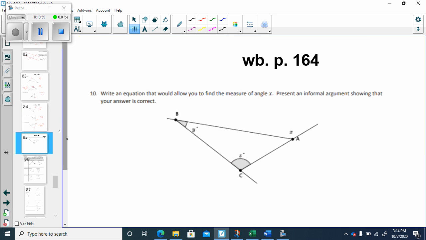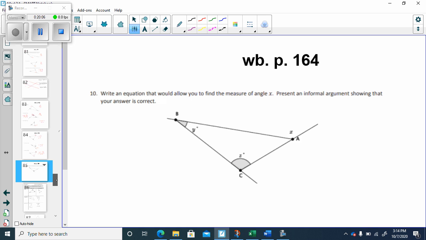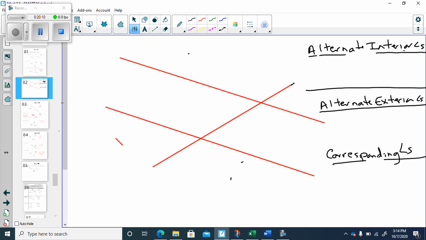Okay, that covers all of those. I want to go back and review something really quick. Okay, I think that covers everything in here. Guys, that covers everything on our how to find an exterior angle given two remote interiors.